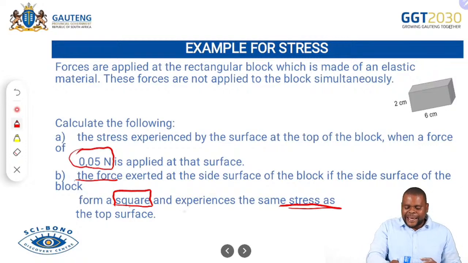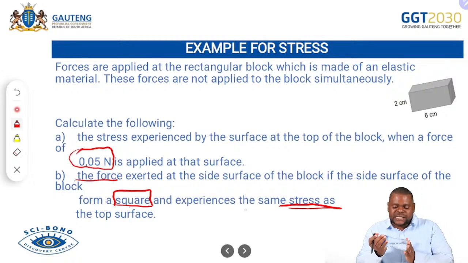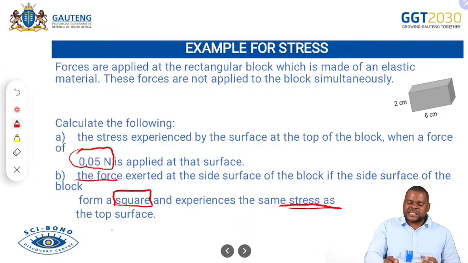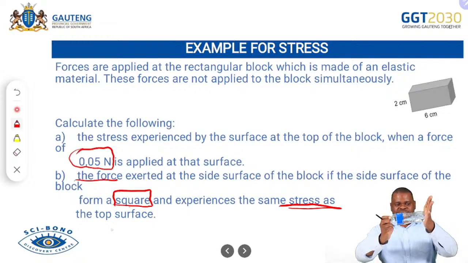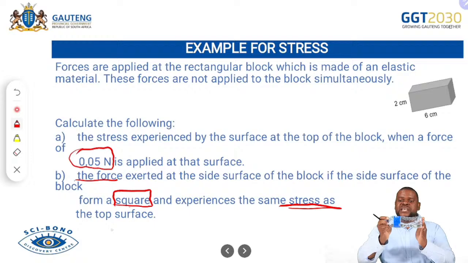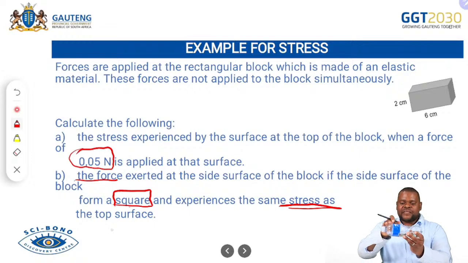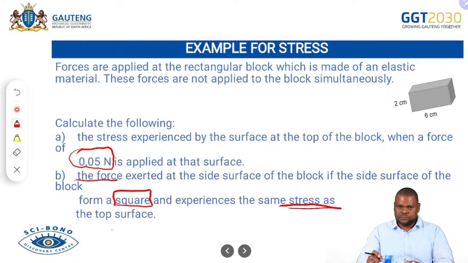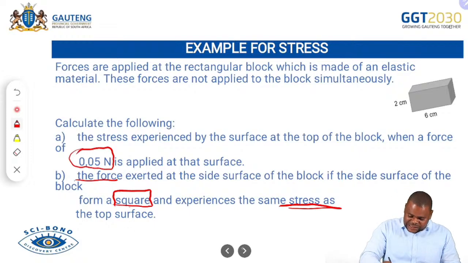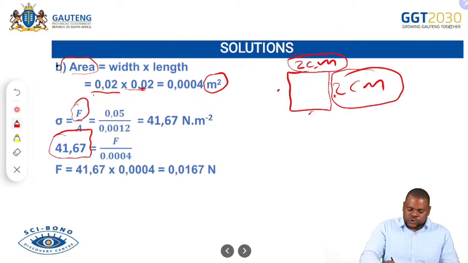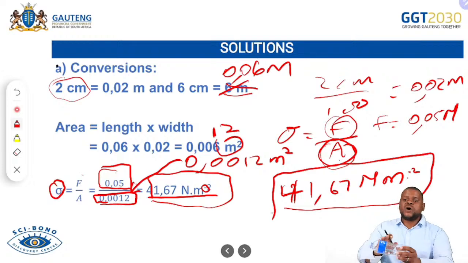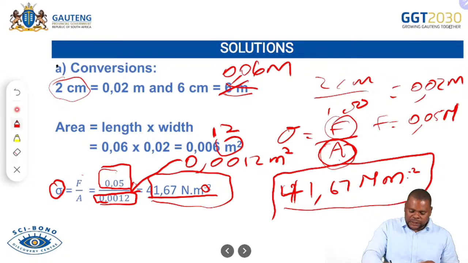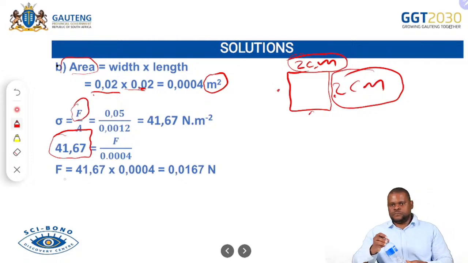Forms a square, and experiences what? The side of the block experiences the same stress as the top surface. That means the stress on this side of the block is the same as the stress at the top. Are we together? That is why that qualifies us to use this value of the stress at the top to calculate what? The force. Are we together?